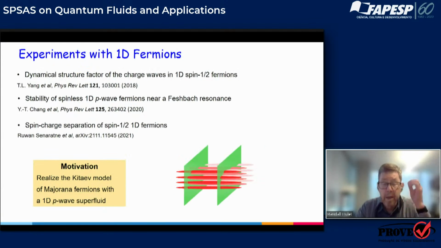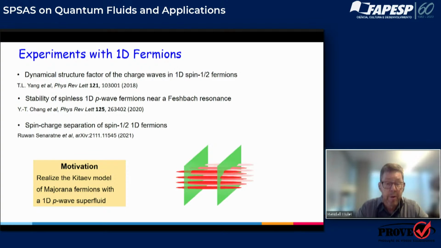All right, so let me just finish up by mentioning another experiment that we've been doing, which is to look at spinless 1D fermions near a P-wave Feshbach resonance. And the motivation for this is that you could realize the Kitaev model of Majorana fermions if you have a topological superconductor, which a P-wave superfluid is, or a P-wave superconductor is.